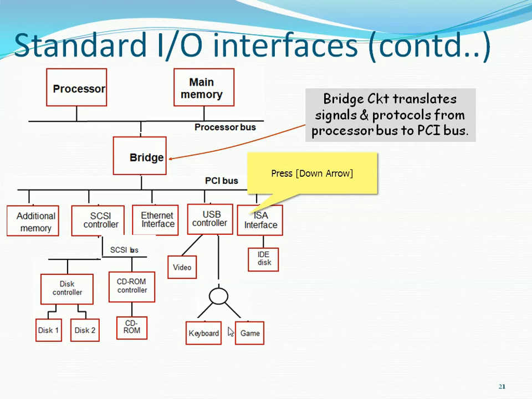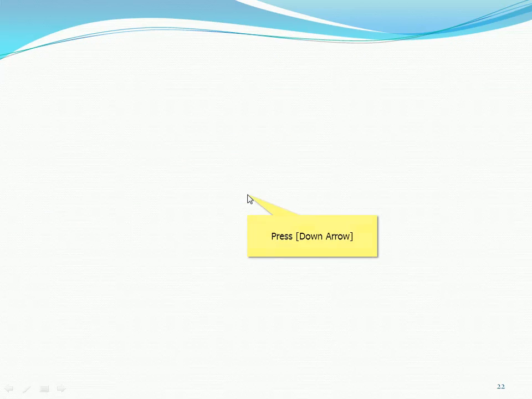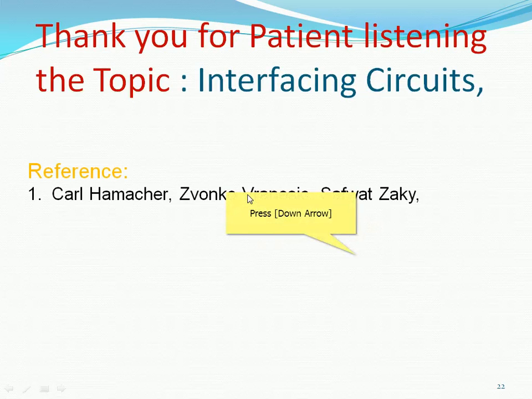The bridge circuit translates the signals and protocols from the processor bus to PCI. So it goes from the processor to the PCI bus. Once it goes to the PCI, the other controllers will make use of it. The expansion bus on the motherboard will be there. So this is an expanded bus on the motherboard. This is the kind of mechanism we have discussed.